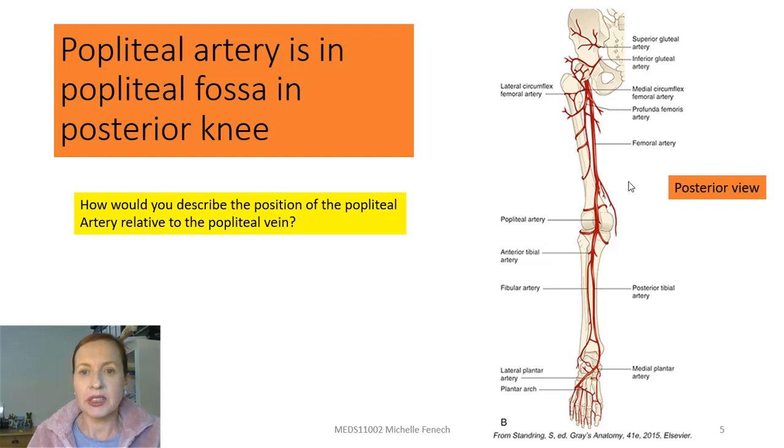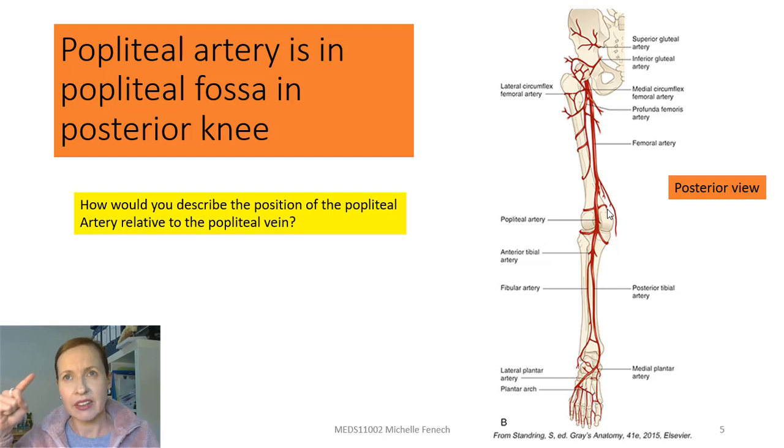So as I said, the popliteal artery is in the popliteal fossa, and remember our popliteal fossa is the back part of the knee, it's the posterior knee. And remember in res school we looked at the position of the popliteal artery relative to the popliteal vein, and how do you think you would describe that? So the way I tell students to remember it is the most important vessel, because we have the sciatic nerve, the popliteal vein and the popliteal artery, they all sit together.